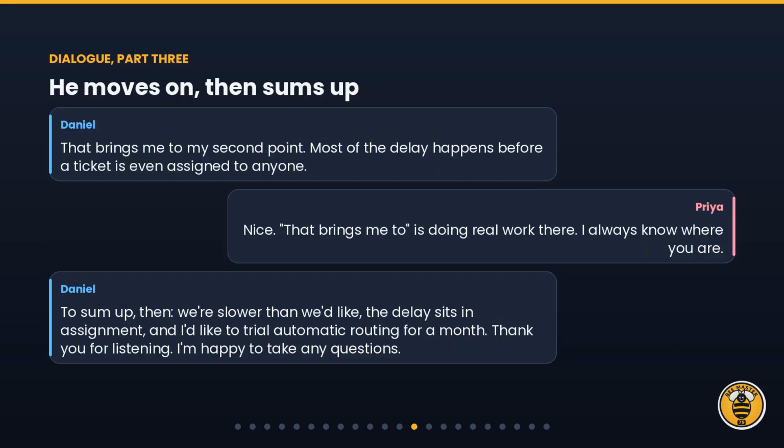That brings me to my second point. Most of the delay happens before a ticket is even assigned to anyone. To sum up, then we're slower than we'd like. The delay sits in assignment, and I'd like to trial automatic routing for a month. Thank you for listening. I'm happy to take any questions.